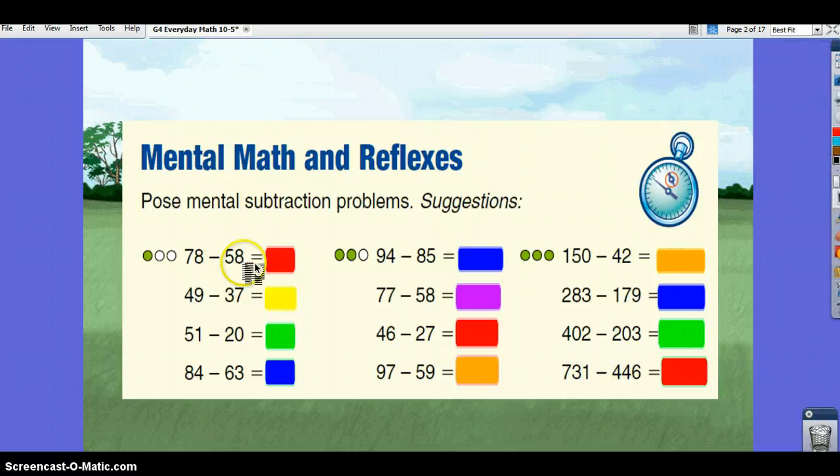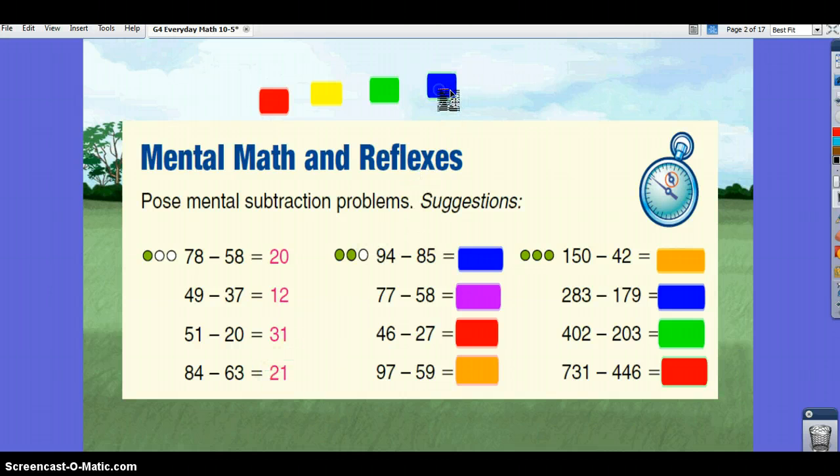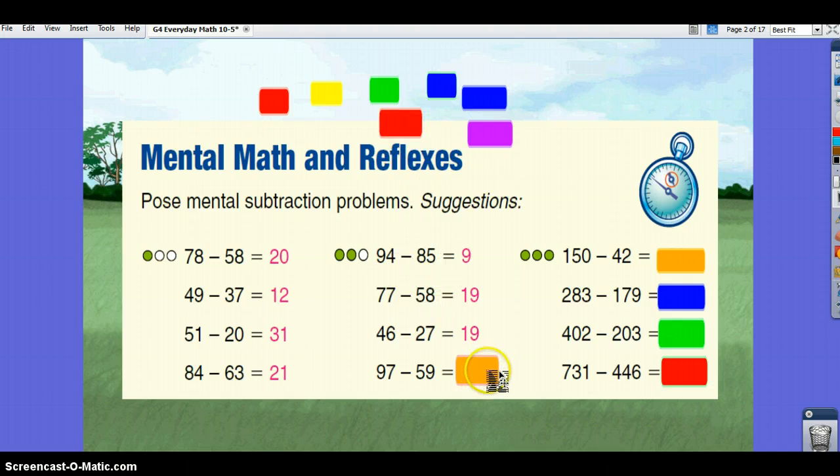78 minus 58. 20. 49 minus 37. 12. 51 minus 20. 31. 84 minus 63. 21. 94 minus 85. 9. 77 minus 58. 19. 46 minus 27. 19 again. 97 minus 59. 38. The next one, 150 minus 42.